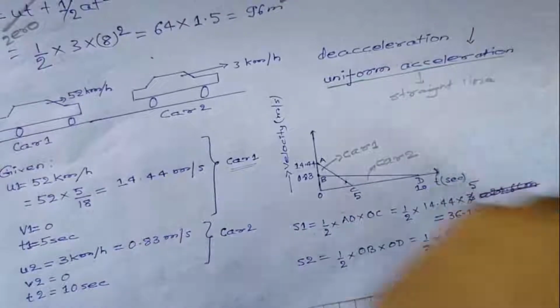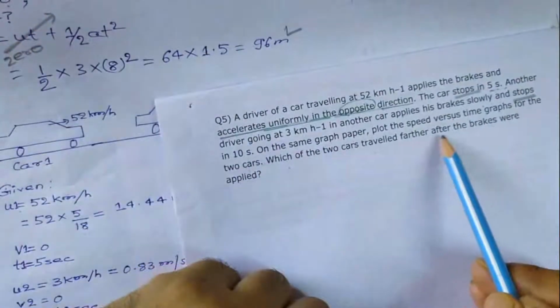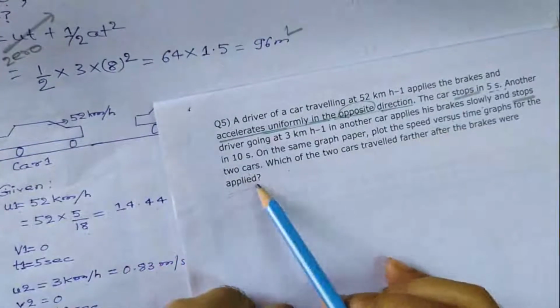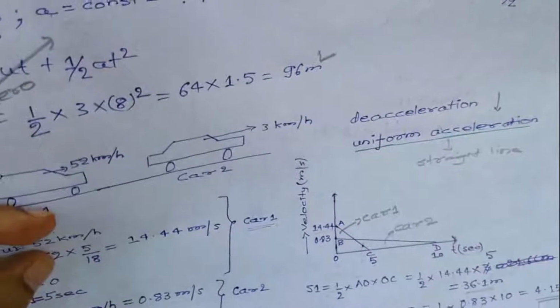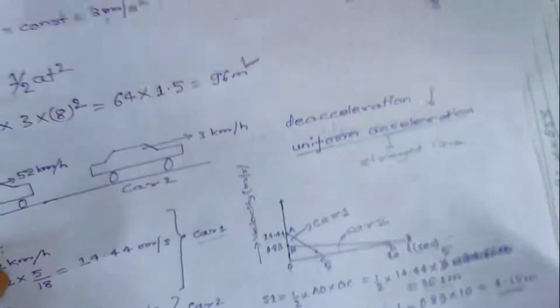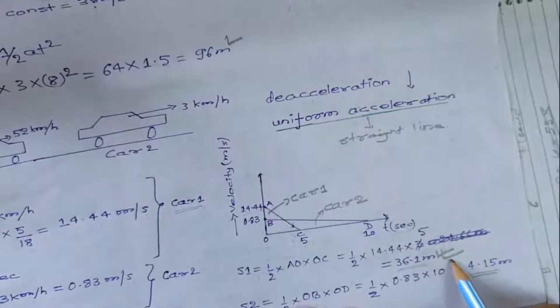Now the question asks, which of the two cars traveled farther after the brakes were applied? Which of the two cars traveled farther? So the answer is this one, 36.1, the first car.